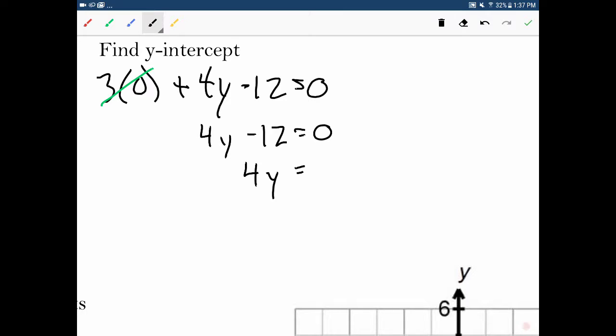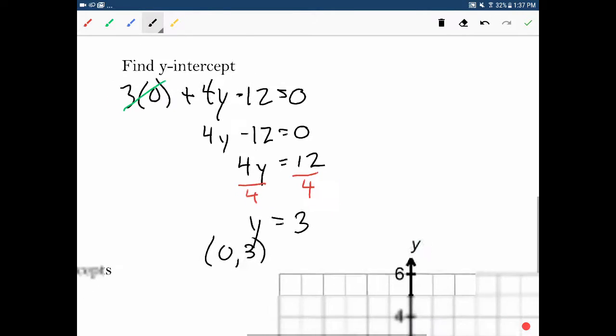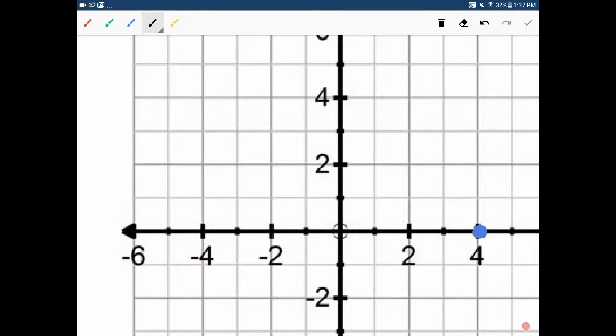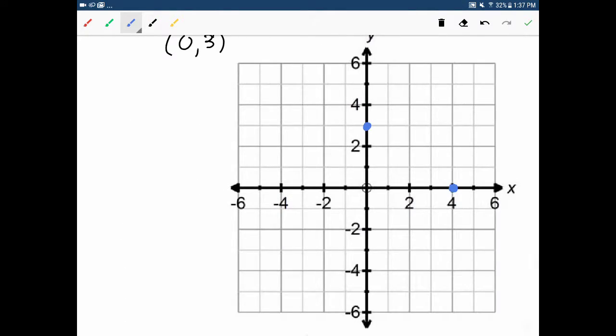So if we add 12 to both sides, or if we move the 12 over, it becomes positive 12. Okay, we divide both sides by 4, and we get y equals 3. So our second intercept is at (0, 3). All right. So that's going to be right there. And there we go. So now we have 2 points, which is all we need, and we are ready to graph this.